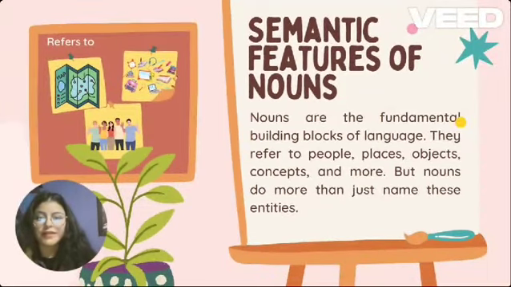The first is semantic features of nouns. Nouns are the fundamental building blocks of language. They refer to people, places, objects, concepts, and more. They also carry a lot of meaning or semantic information about what they represent. This meaning is often expressed through semantic features, labels that categorize nouns based on their characteristics and properties.